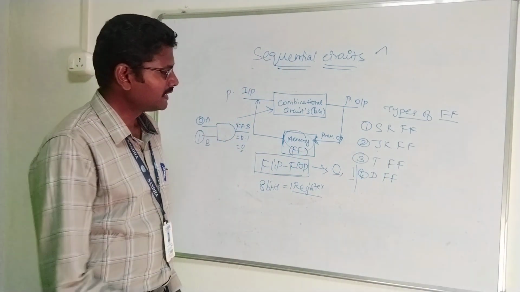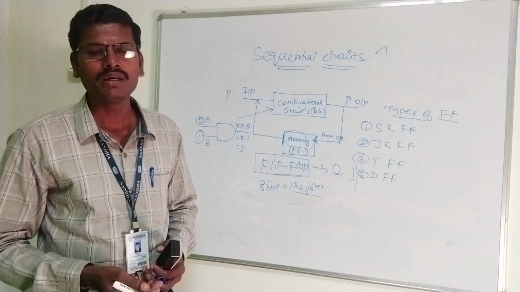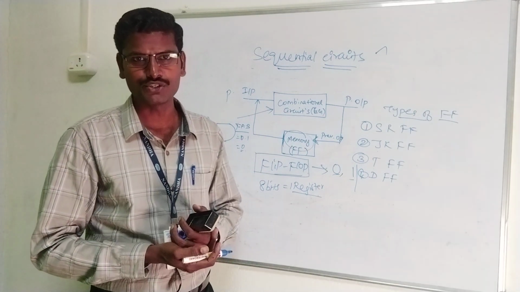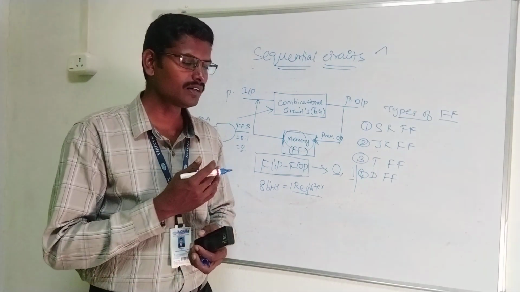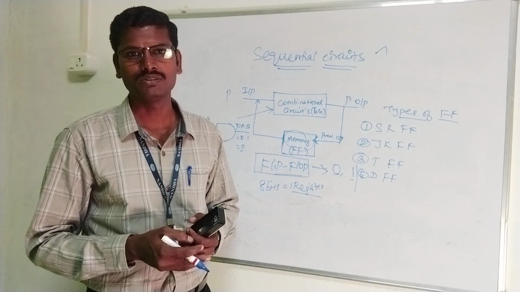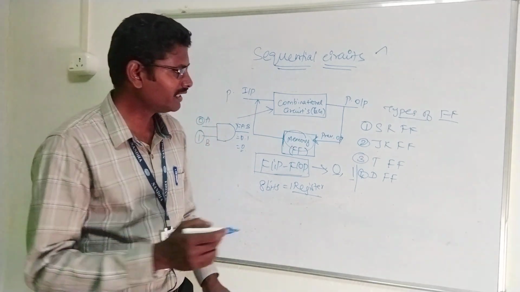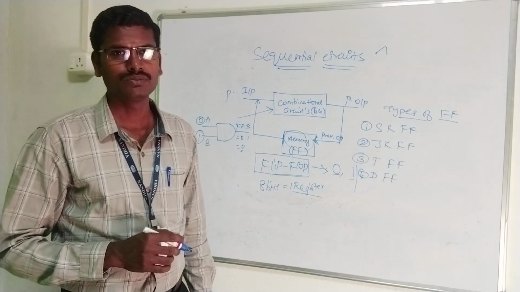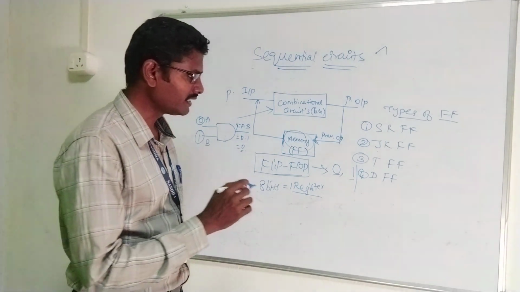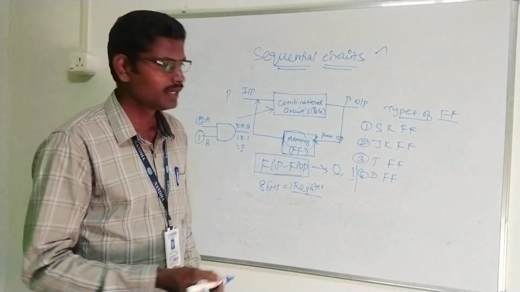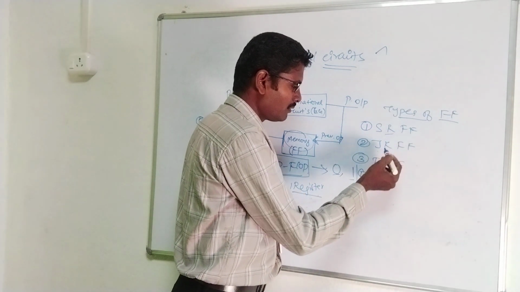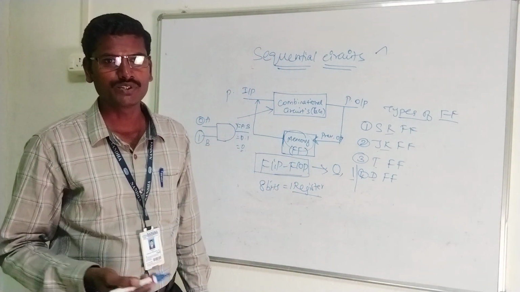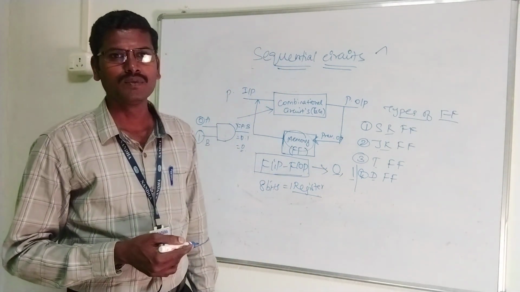These flip-flops play a vital role in digital electronics and in all electronic gadget applications. Without memory, we cannot do any kind of real-time applications. So these flip-flops play a vital role in sequential circuits. In the next video, we'll discuss the operations of these four kinds of flip-flops: SR, JK, T, and D.